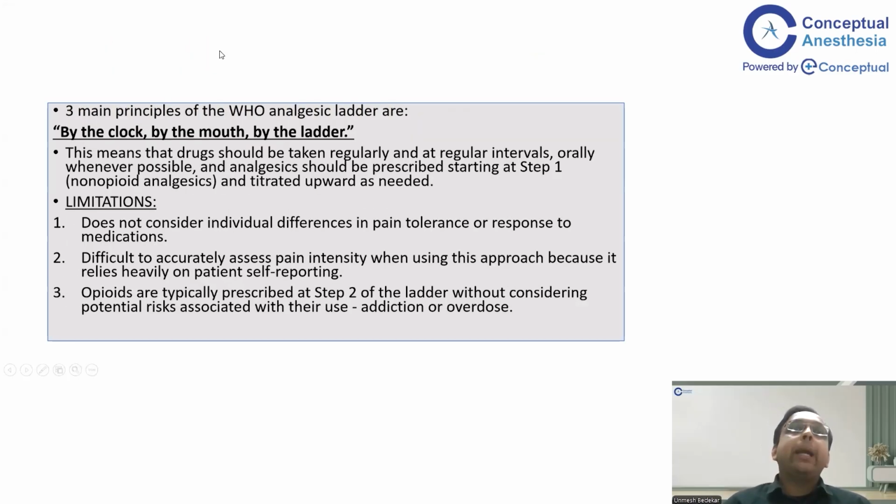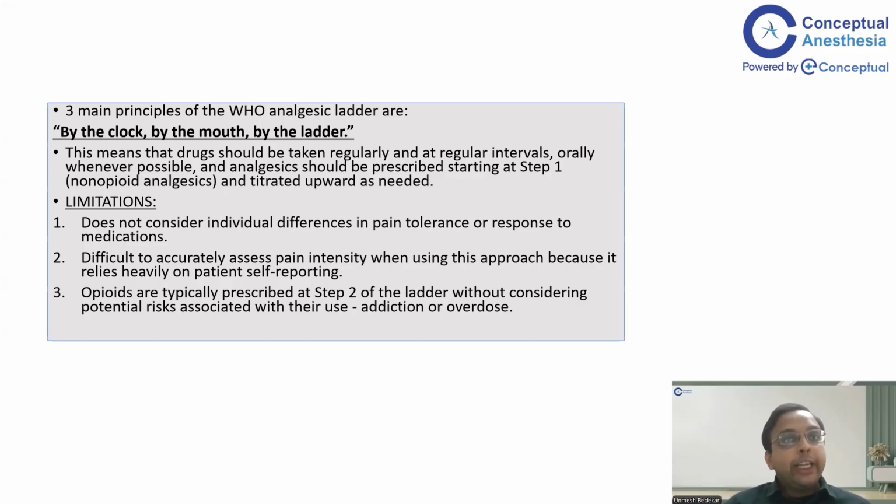There are three main principles of the WHO analgesic ladder, that is by the clock, by the mouth, and by the ladder. This means that drugs should be taken regularly and at regular intervals, orally whenever possible, and analgesics should be prescribed starting from step 1, which includes non-opioid analgesics, and titrated upwards as needed.